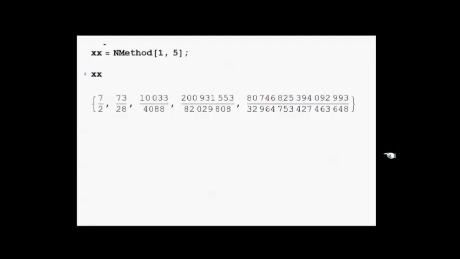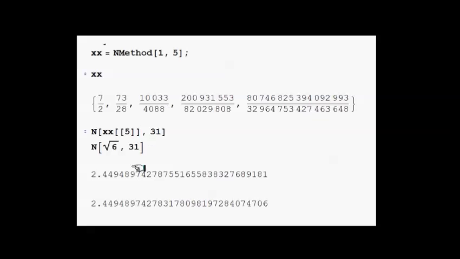So here are those 5 numbers. This is x1, x2, x3, x4, and x5 under Newton's method in the rational form. And I actually converted this x5 into decimal numbers. So that's what you get in the first number. And this is what I asked Mathematica to compute, root 6 in the real line, with correct digits down to 31. If you compare these two, it's correct up to here, and it's getting an incorrect digit at this point.